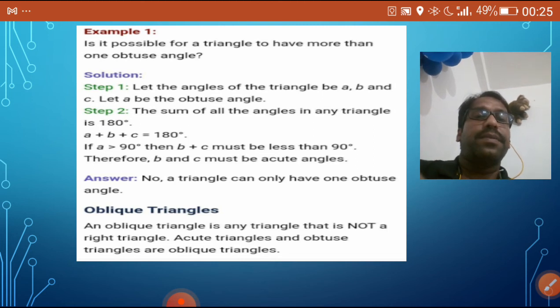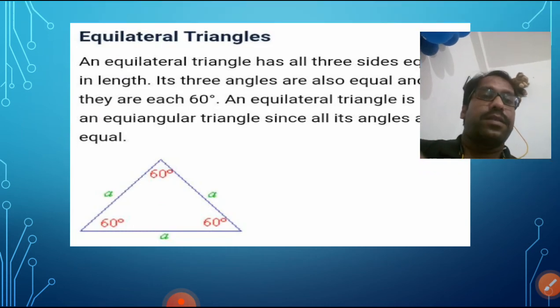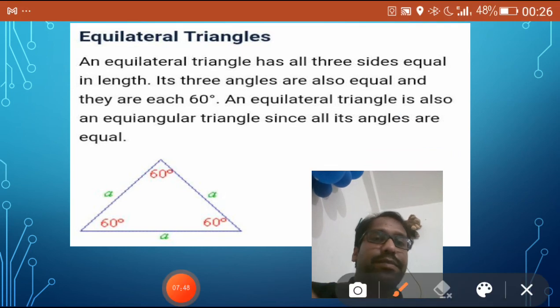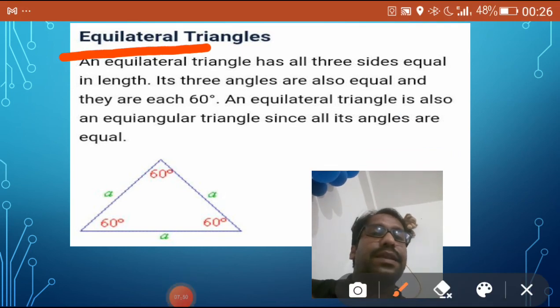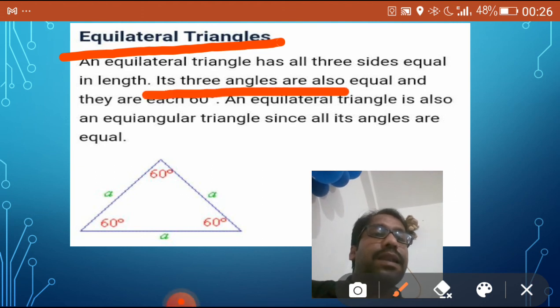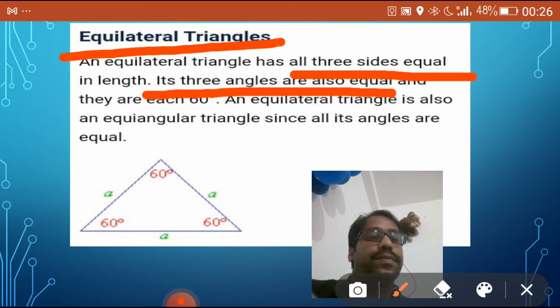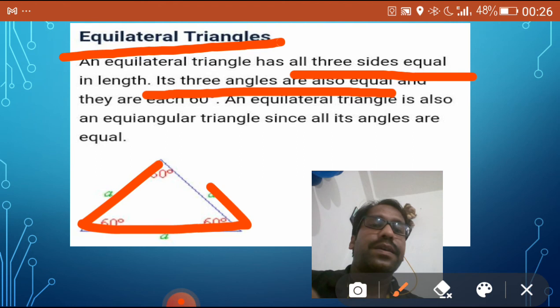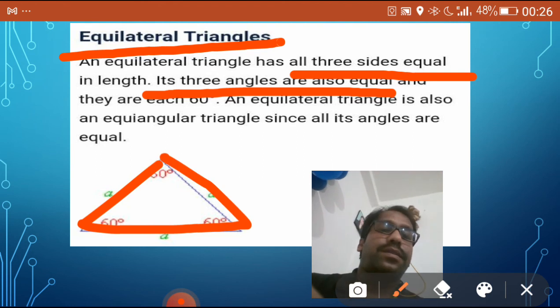Now we have the equilateral triangle. So what is an equilateral triangle? I don't need to explain this. An equilateral triangle is that type of triangle whose three angles are equal as well as three sides are also equal. We have read all these things from our childhood, but even then we have to revise here. So here is the triangle. In this triangle, each angle is 60 degrees.